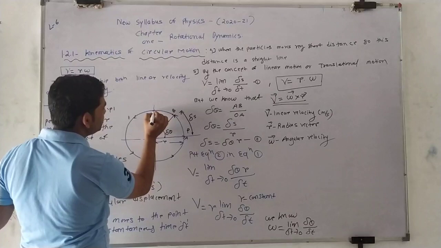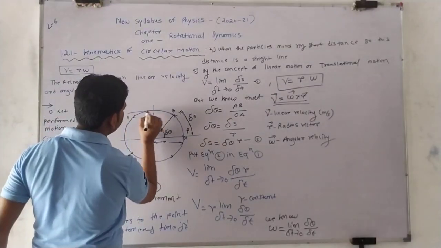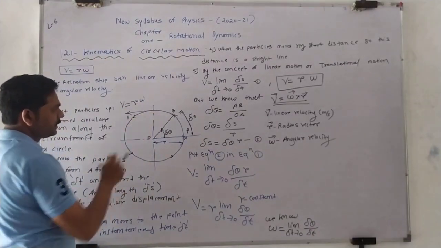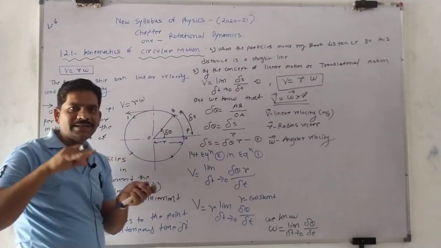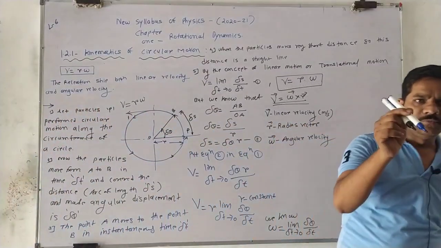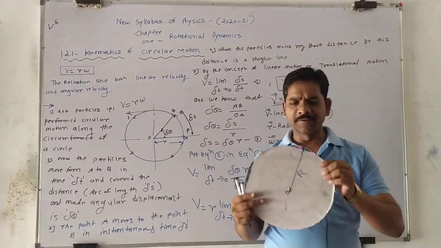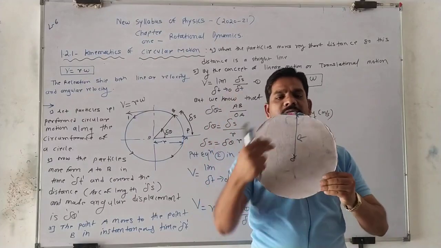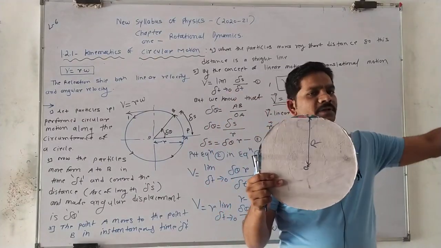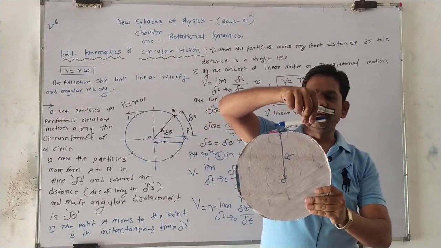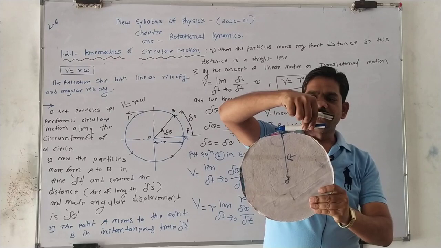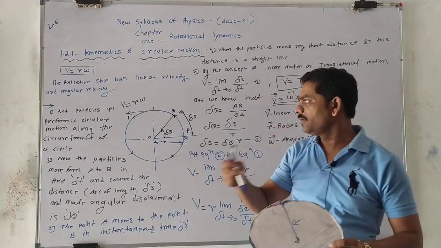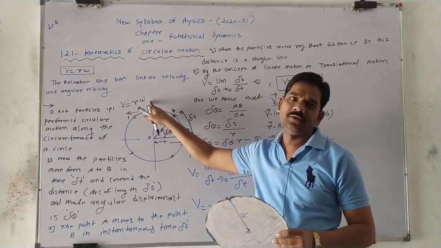If you consider the linear velocity at these positions, this is the tangent. V is equal to R into omega. Suppose the particle is released from this position while performing circular motion; it moves tangent to the circle. How much velocity is it? V is equal to R into omega. So when the particle is released, it goes tangentially, and the equation of this tangential velocity is V equal to R into omega.